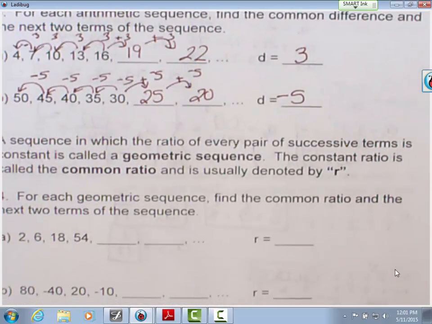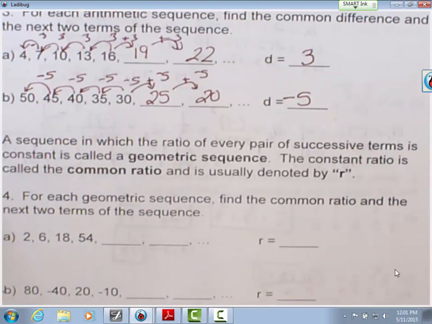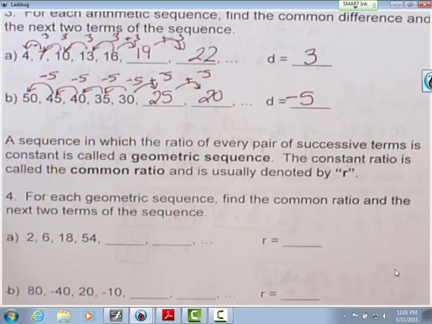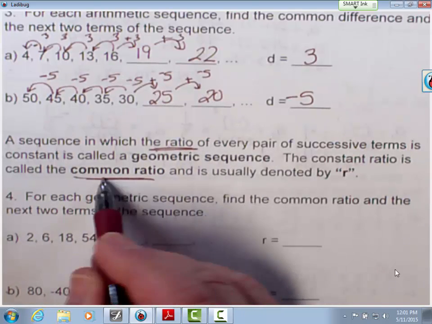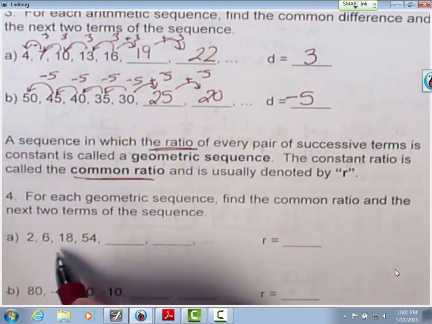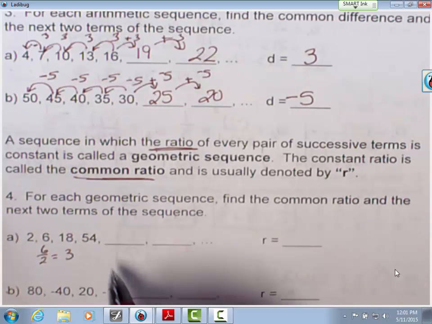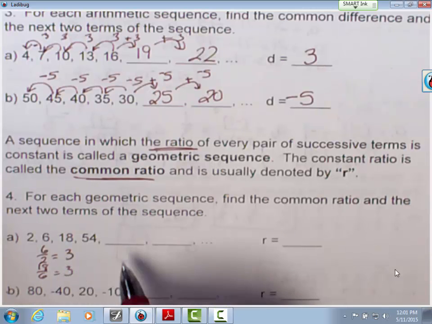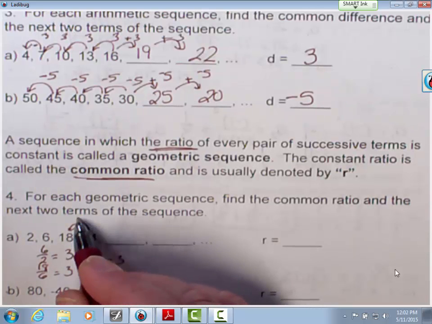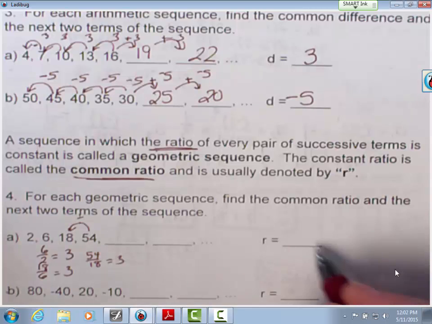A sequence in which the ratio of every pair of successive terms is constant is called geometric. So here we have ratio, common ratio. This is found by dividing. So we would have 6 over 2 equals 3. 18 over 6 equals 3. 54 divided by 18 equals 3. So we're dividing back. Okay. So R is 3.